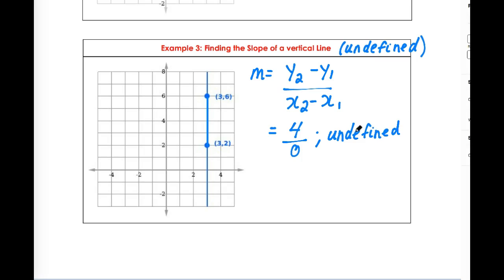If I was going to use ordered pairs, we'll call that point 1 and that point 2. For my second point, y sub 2 is 6 minus y sub 1, which is 2, over x sub 2, which is 3, minus x sub 1, which is 3. So you get 6 minus 2, which is 4, over 3 minus 3, which is 0. It's undefined. So the slope of any vertical line is undefined, and the slope of any horizontal line is 0.